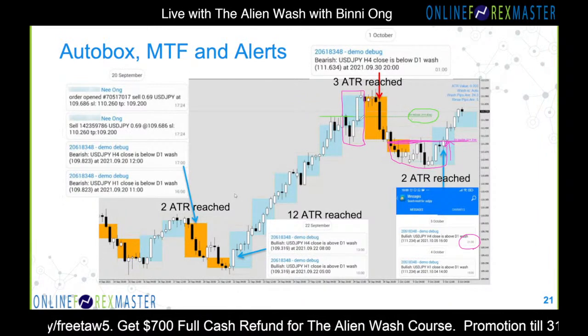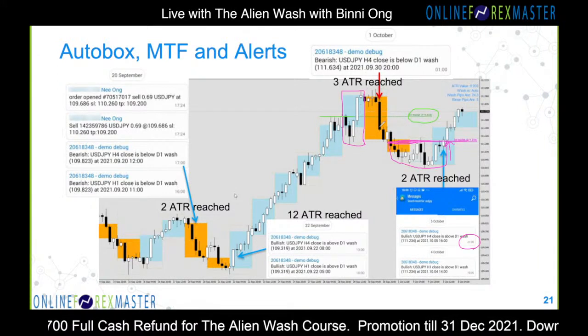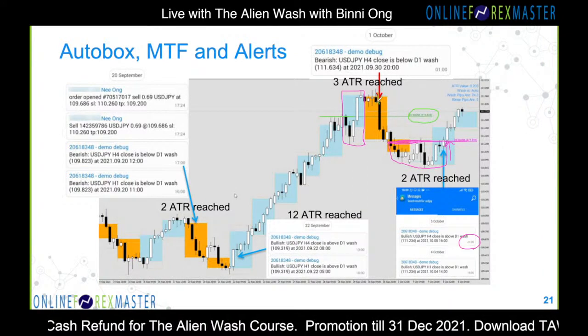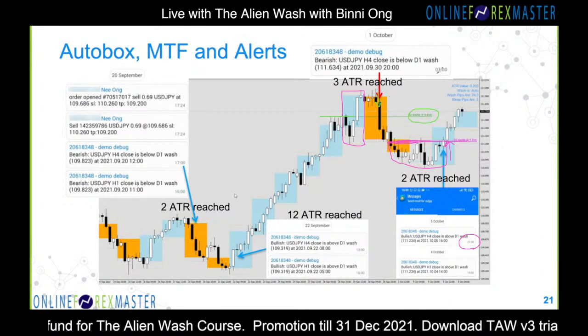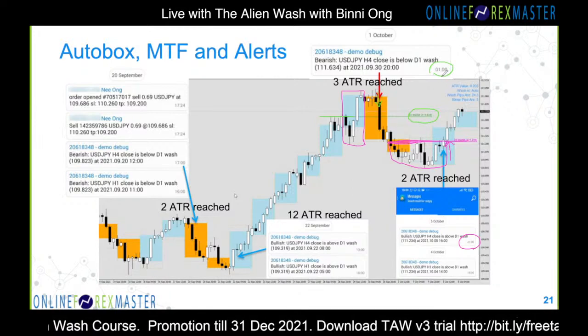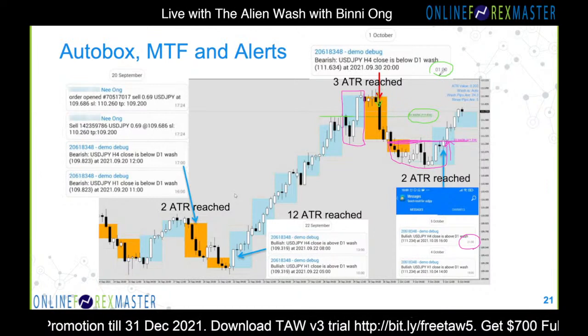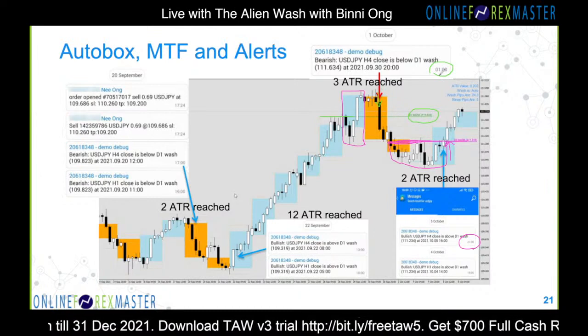Okay, now as long as price doesn't stay above the wash line and goes below it, like this bar here, that's where our sell signal came, and it came at 1 a.m. We don't know what time it will come, but in this case it came at 1 a.m., which is not too good for Singapore time. And Australia time, not too good.